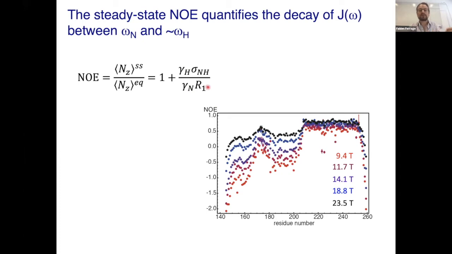So it comes from really how much the spectral density function will decay between omega N and omega H. And so it decays a lot if you're in a small folded domain. And so this is why this factor is small and the NOE is close to 1 in the folded domain. However, you see that the decay is much smaller, and it really changes at the relevant frequencies here, making the NOE a great way to probe, in this case, dynamics that dominate the motions of the disordered region.